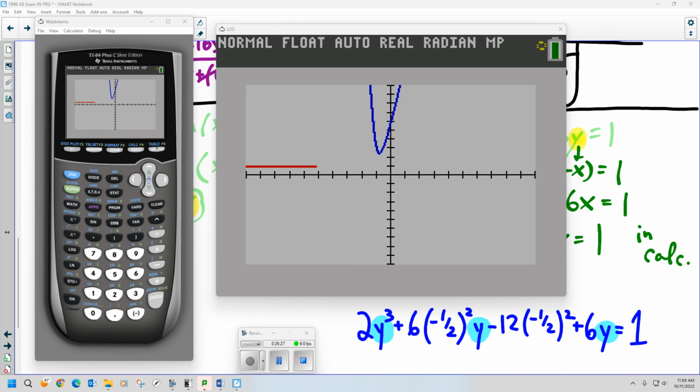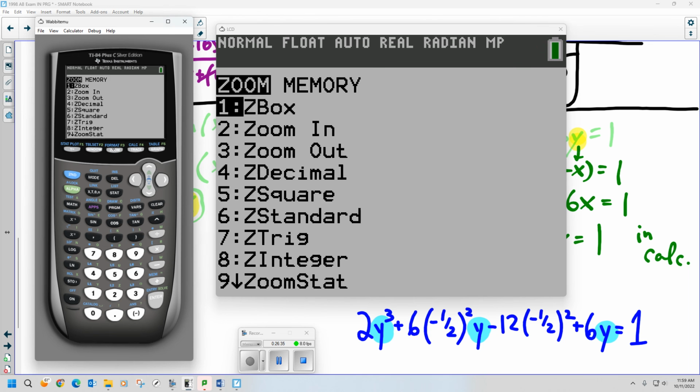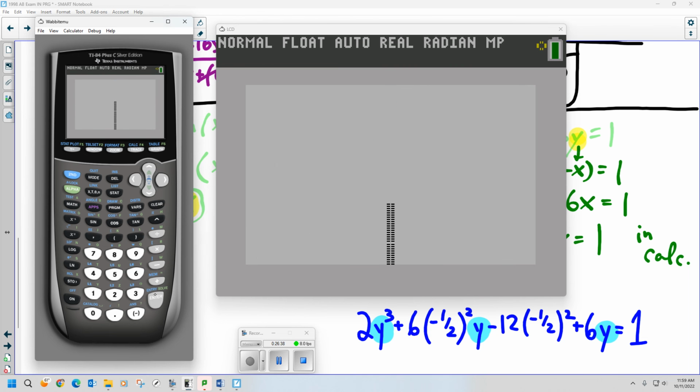This is rigorous. Okay, I don't see it intersect anywhere. But you know what? This is cubic. It shouldn't both go up forever. So I'm going to zoom out. Pick choice 3. It should come back down at some point. Let's see where this comes back down.